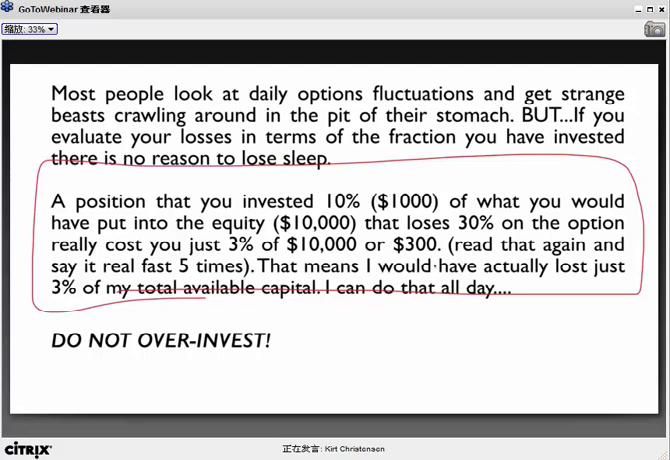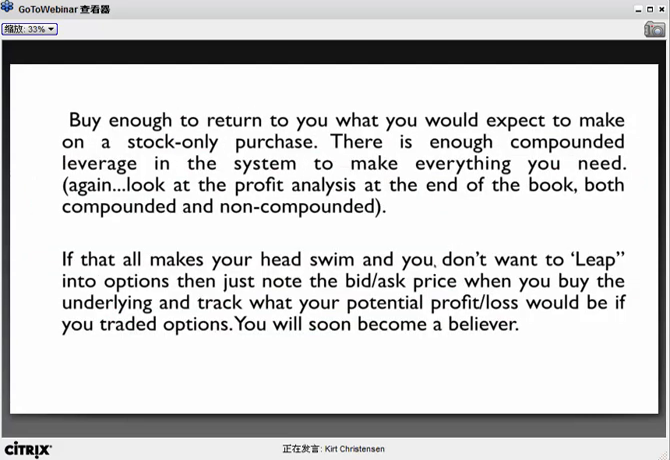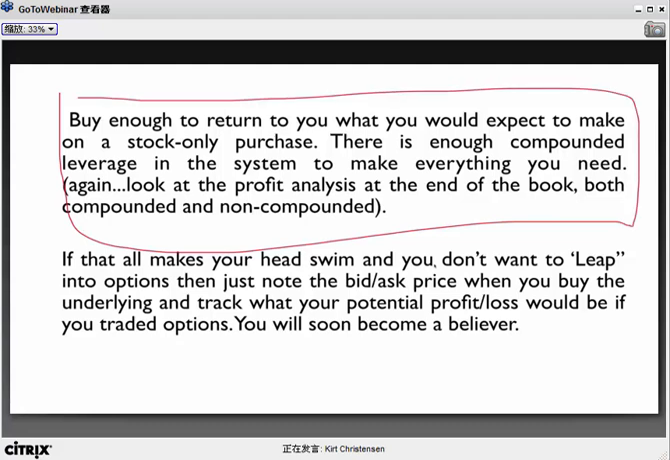So the simple takeaway is do not overinvest when we're talking about options. By overinvest, I mean purchase too many contracts. You only want to purchase basically the same number of shares that you would purchase in a stock-only purchase, right? So there's enough compounded leverage in the system to make everything you need. So don't worry too much about buying too many options contracts.